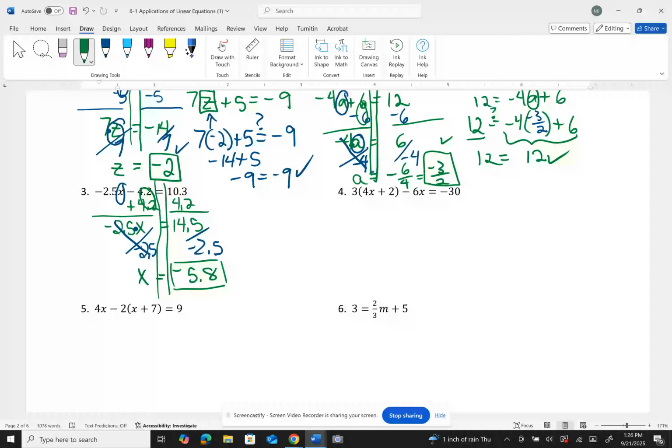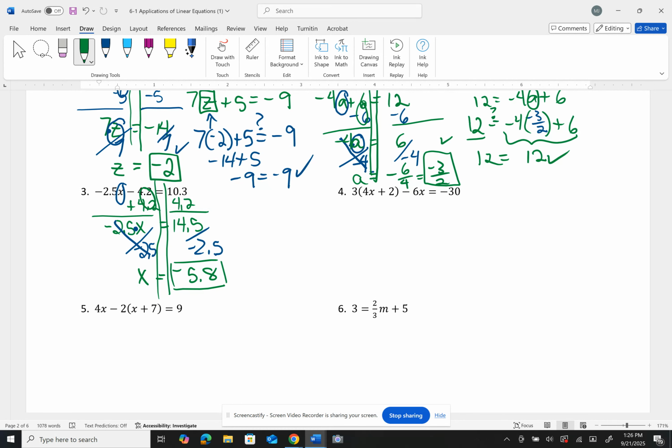All right, now, sometimes we have this issue, and I need to tell you a couple things when you're working through what you see on question number 4. You see how that 3 is out in front of that 4x plus 2, which is in parentheses?